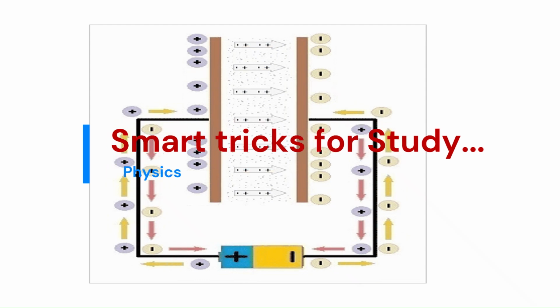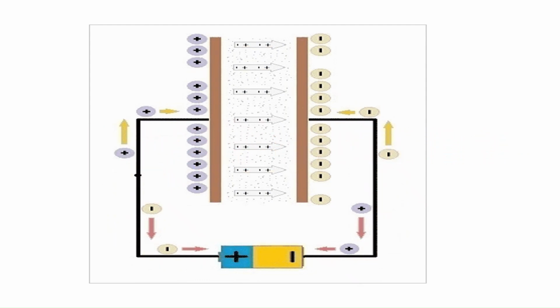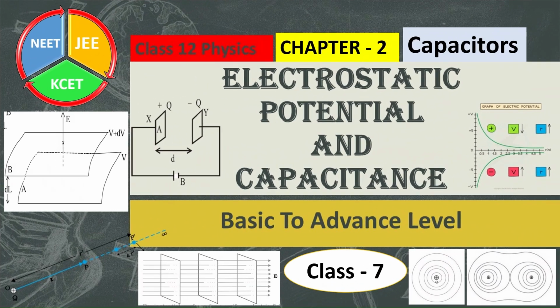In this video we will discuss Class 12 or 2nd PUC Physics Chapter 2, that is Electrostatic Potential and Capacitance. Class 7. From basic to advanced level, for board, JEE, KCET, and NET.